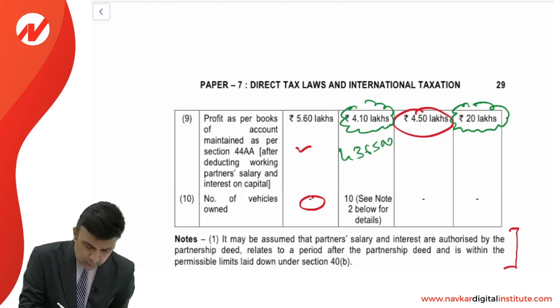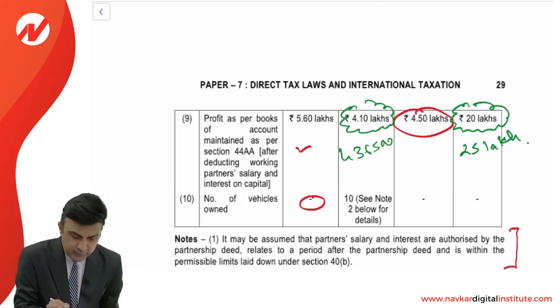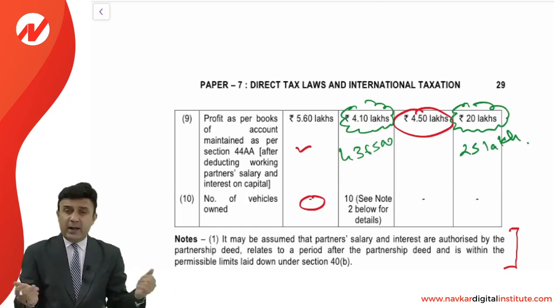For interior decoration, I have declared 25 lakh. But if I wish to opt for audit, I can declare 20 and I can have the tax saving.